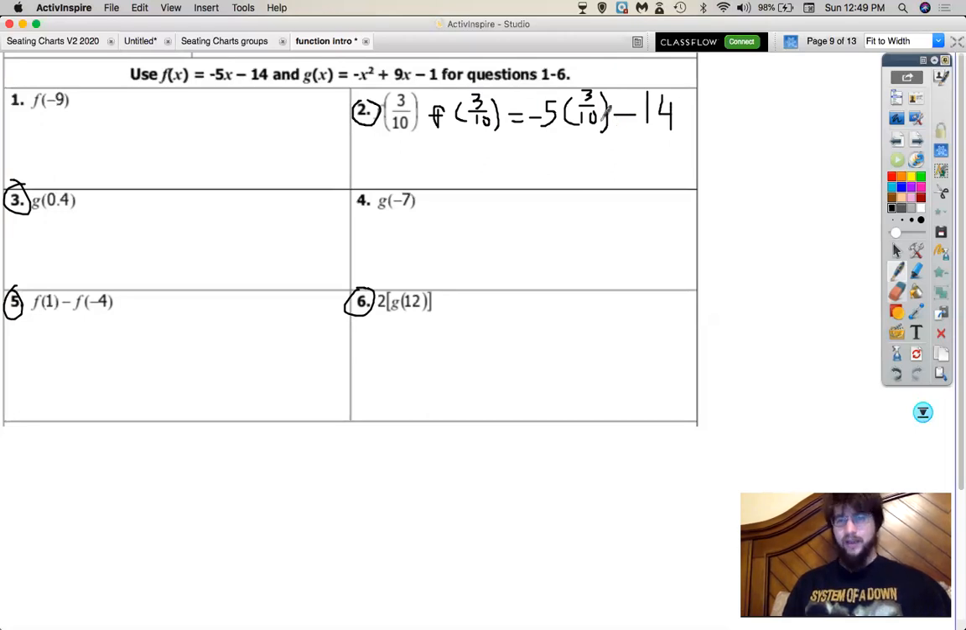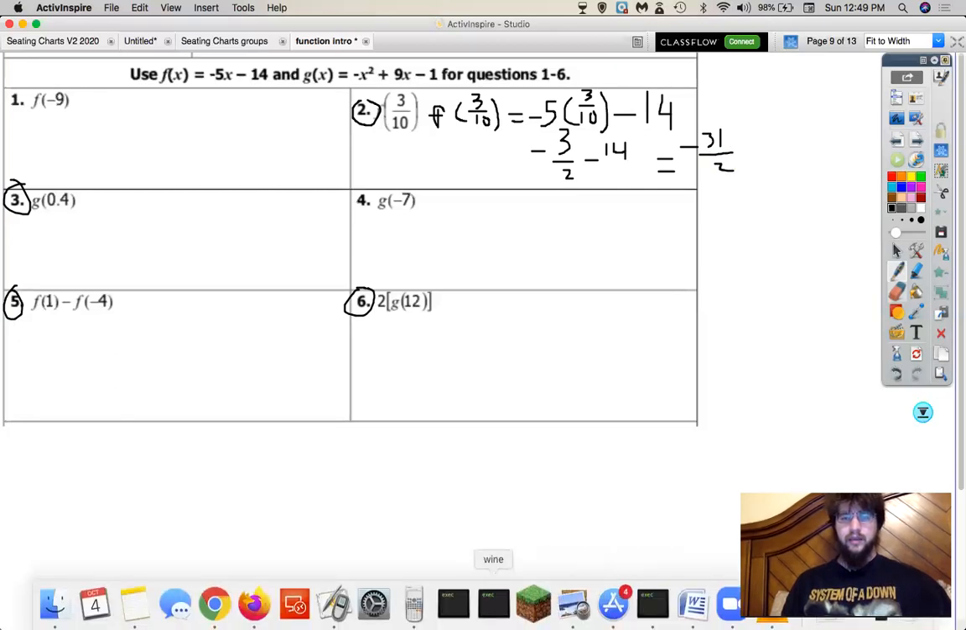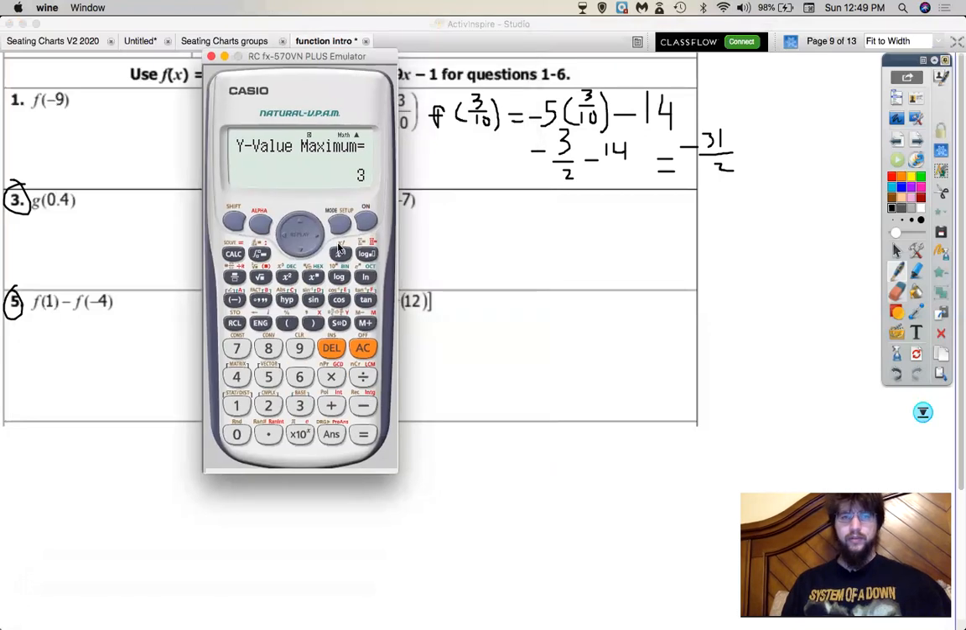Now, whenever you're evaluating something, you don't mess with the left side. That's just telling you what you did. This thing equals some number. This is just an expression here we need to simplify. So you can do that however you need to do it. That would be negative 3/2 minus 14. If you know 14 is 28/2, so that's negative 31/2. So let's go to mode 1 and just type it in.